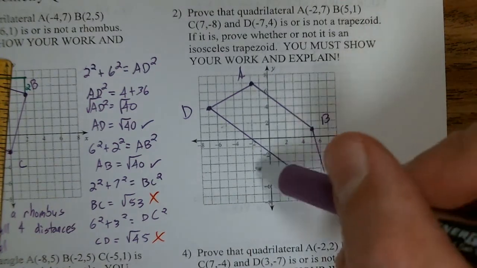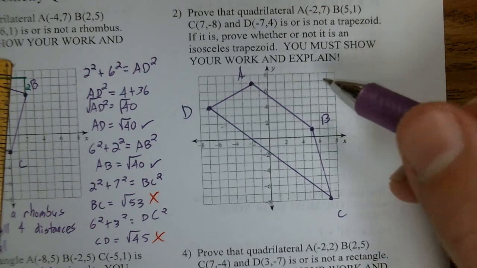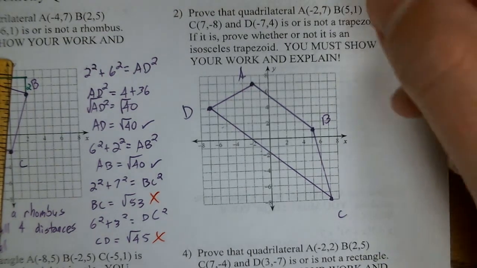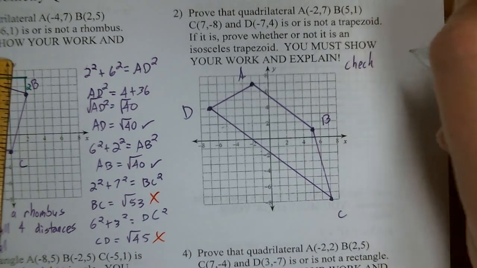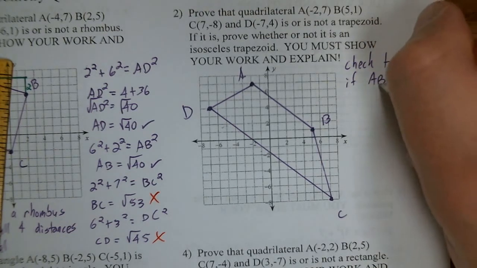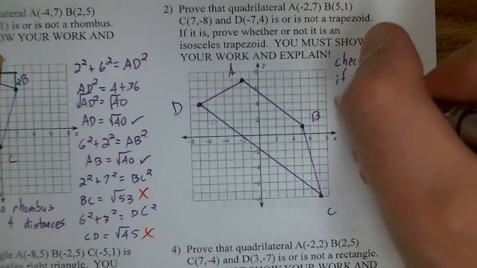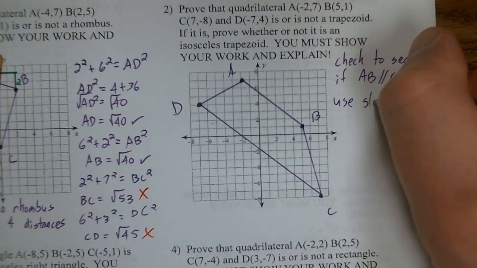I want to see if these two sides are parallel, because a trapezoid has one pair of parallel sides. So I need slope in this case. I'm going to write, you need to check to see if AB is parallel to CD. How do I do that? I'm going to use slope. But what is slope?